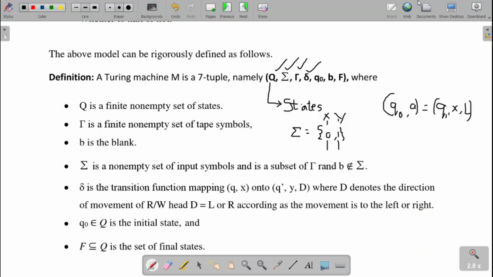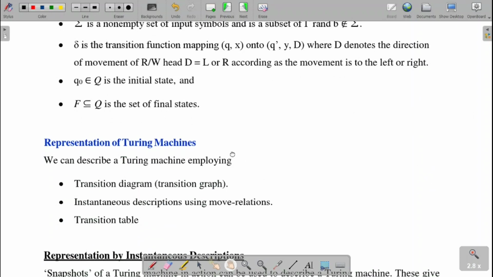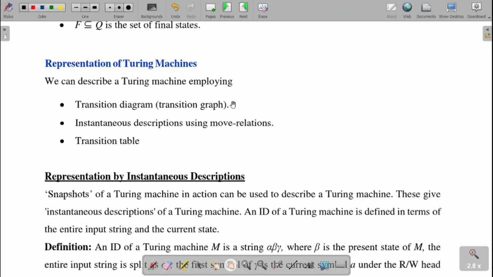Now, when we go for representing the Turing machines, these are the three different ways of representing the Turing machines.